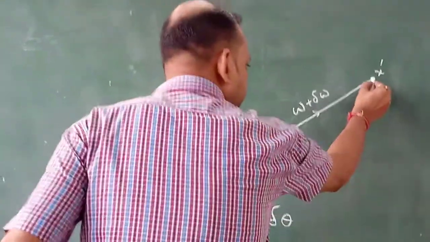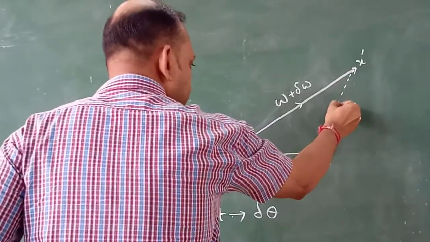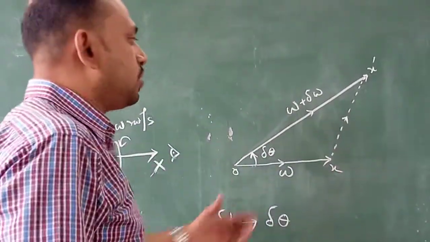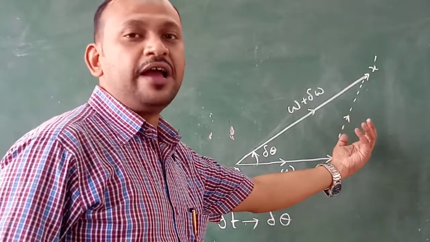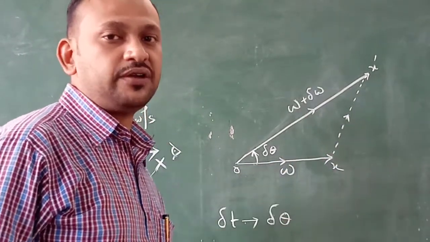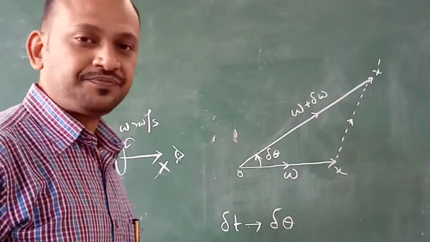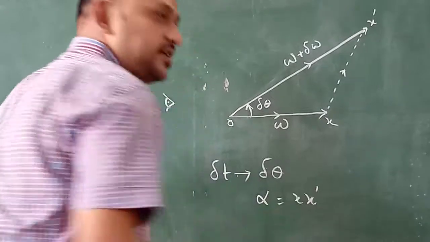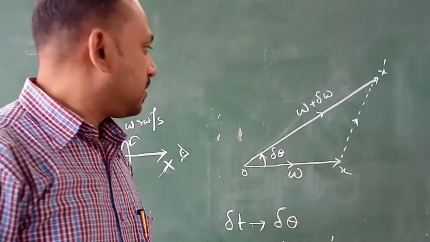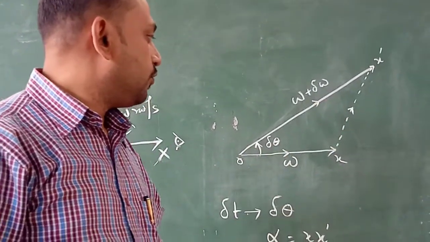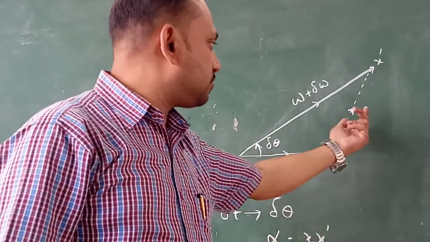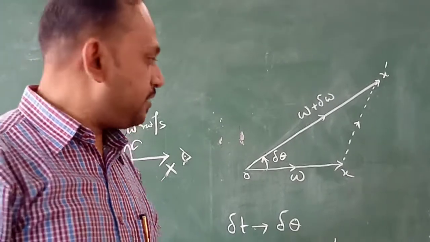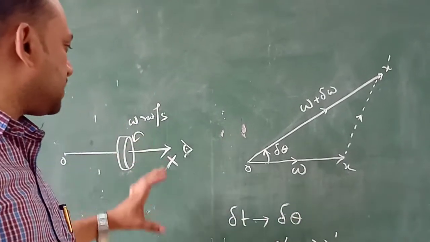So this vector from x to x dash, we can say this will be the resultant, and this will denote the magnitude of the angular acceleration, or the rate of change of angular velocity. So alpha can be defined by x x dash. Now in this case we want to find out the magnitude of x x dash, the actual angular acceleration. And we can see what is happening in practice.